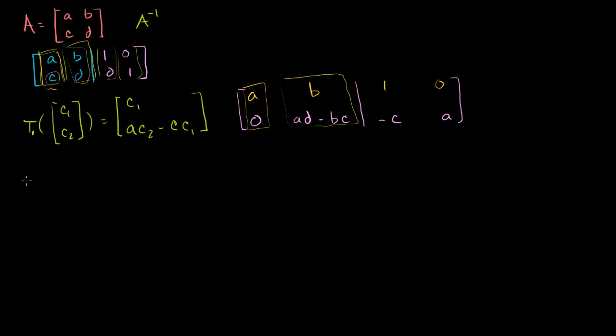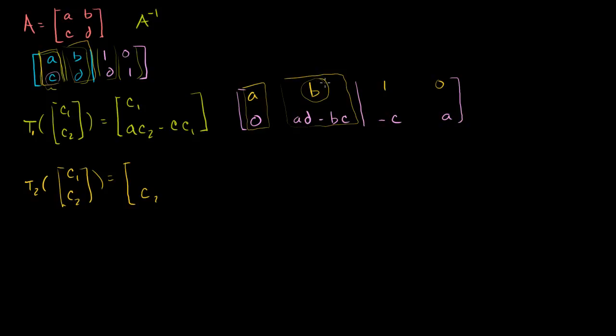Let's do another transformation, T2, or another set of row operations. If I start with the column vector C1, C2, what I want to do now is keep my second row the same, and zero out this entry right here. I want to zero him out. So I'm going to keep my second row the same, so C2 is just going to still be C2.